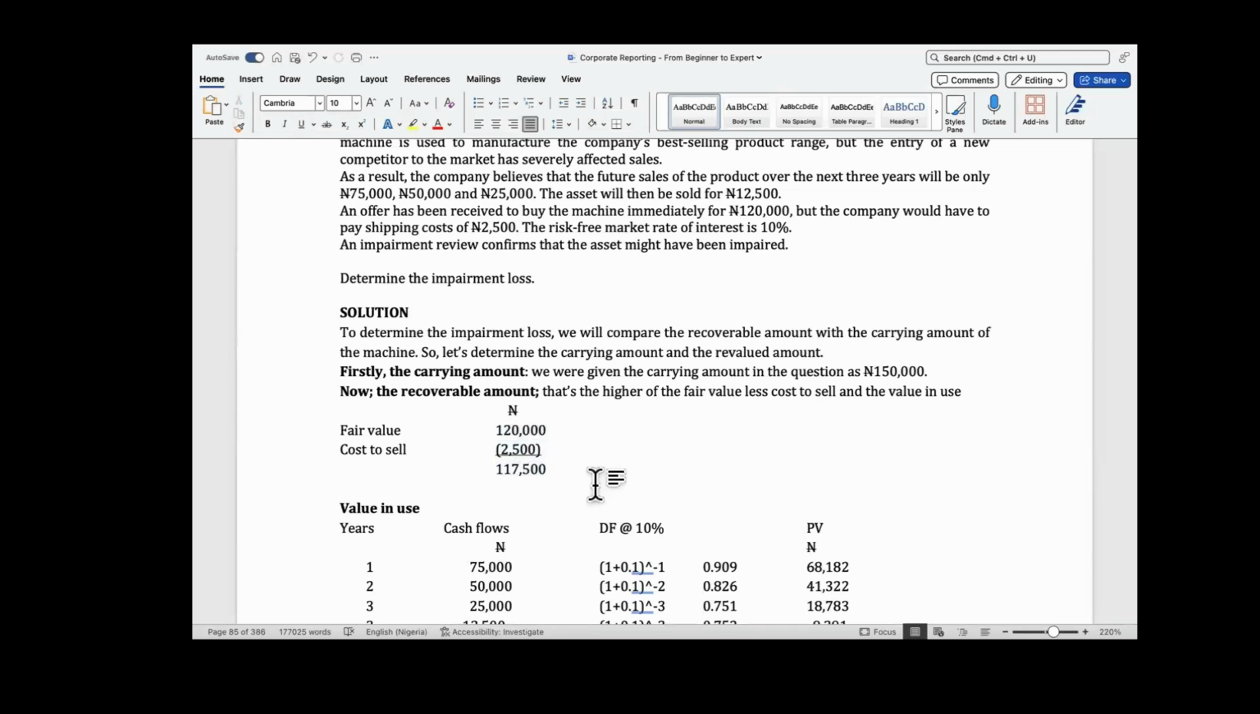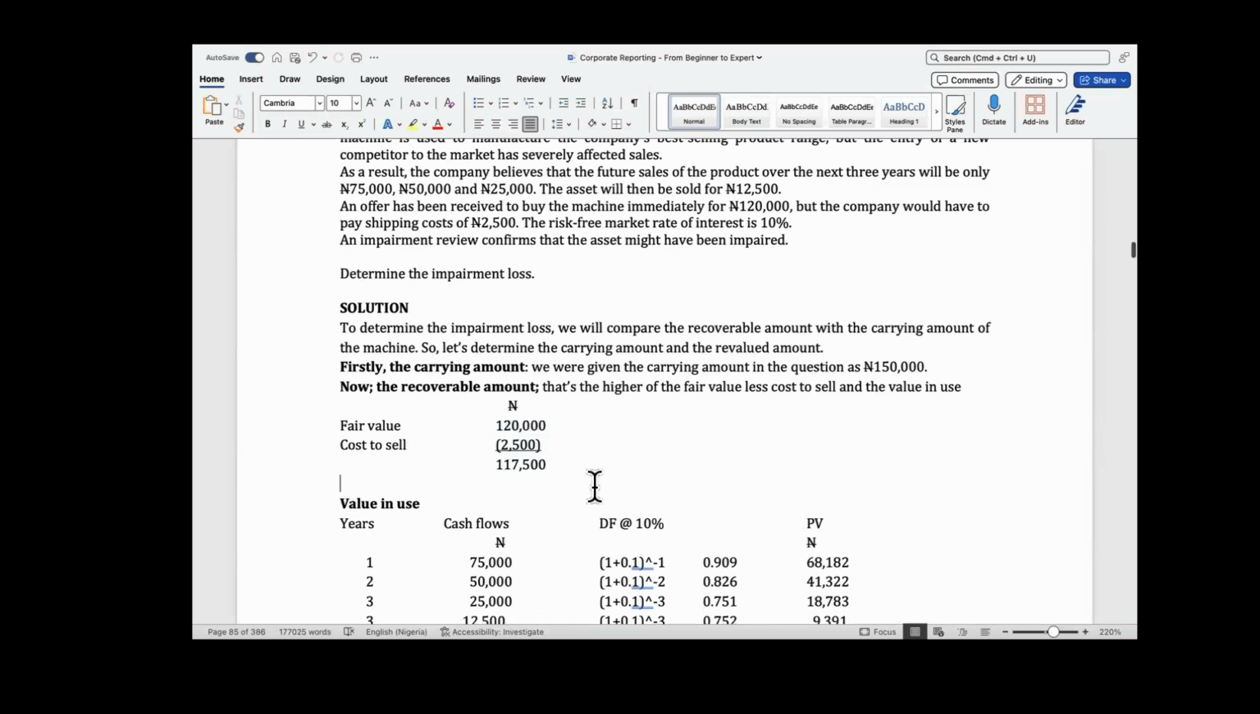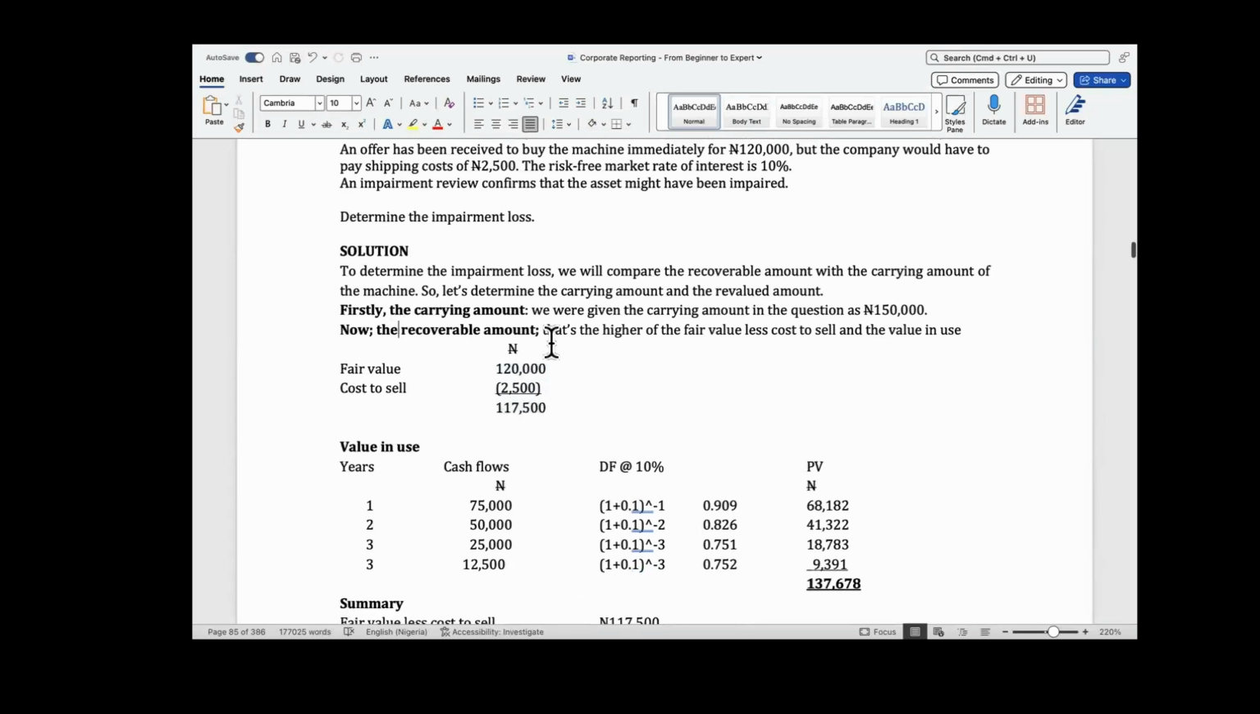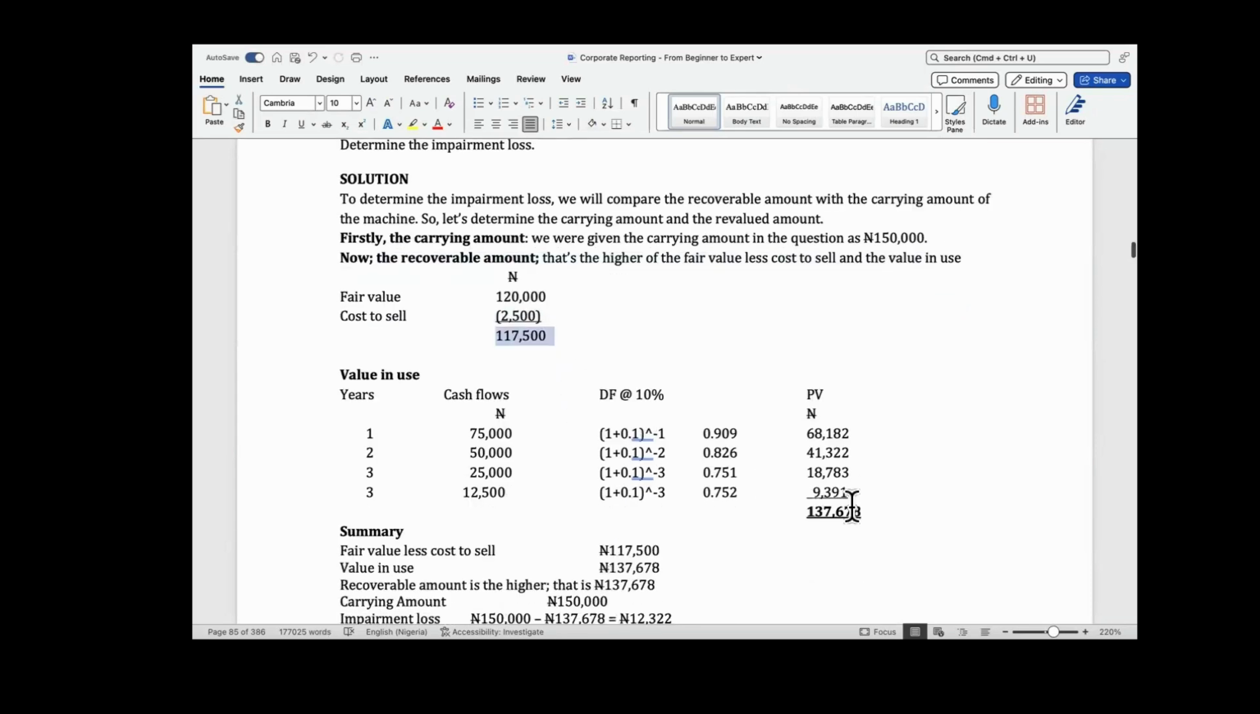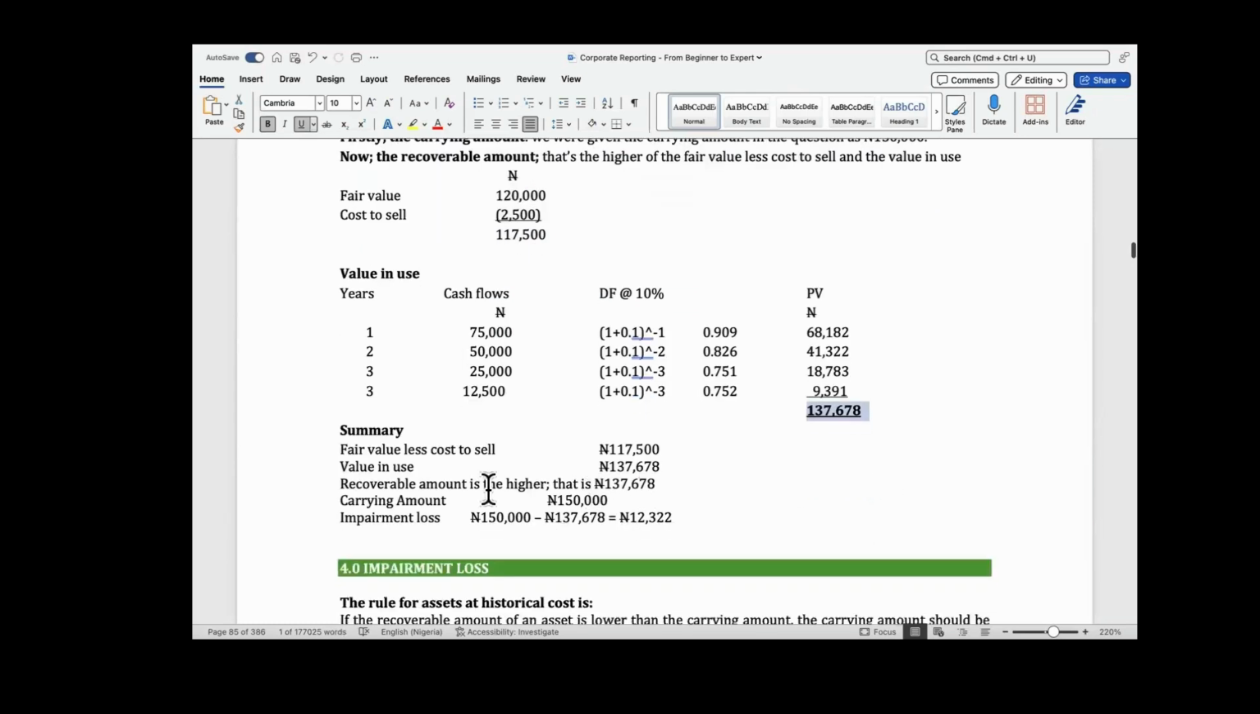So we have gotten all our variables. Our recoverable amount is the higher between this net realizable value and the value in use. And from here, it is the value in use that is higher. So in summary, we will now compare this recoverable amount, which is the higher of the fair value less cost to sell and the value in use, with its carrying amount.